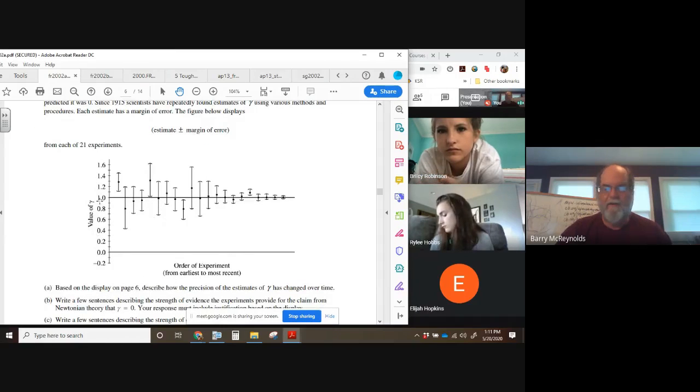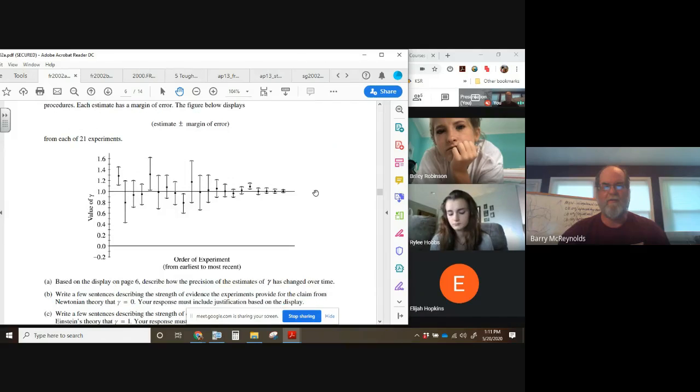So then you definitely have to look at the scale here. The y-axis is value of gamma. The x-axis is really a kind of a timeline, order of experiment from earliest to most recent. In other words, these are the experiments that were conducted closest to 1915. These are the ones closest to current time.